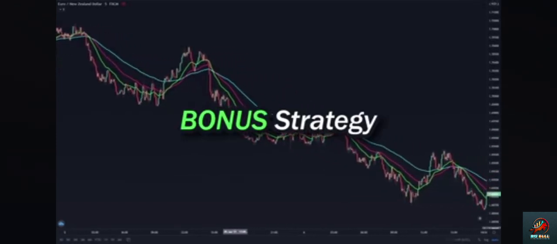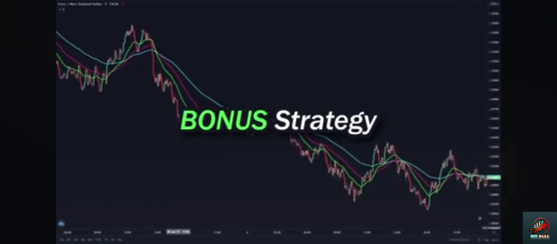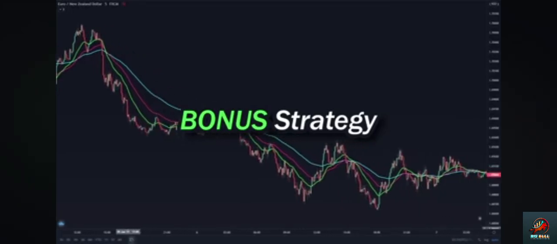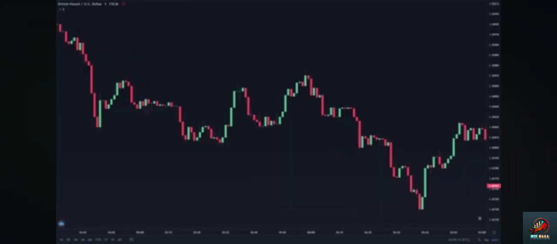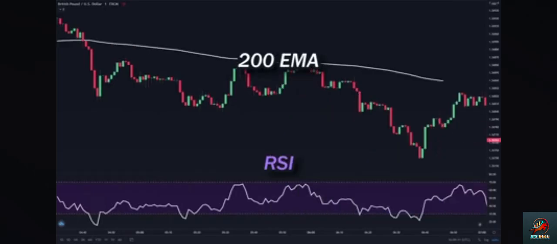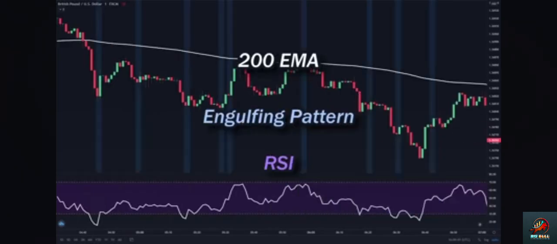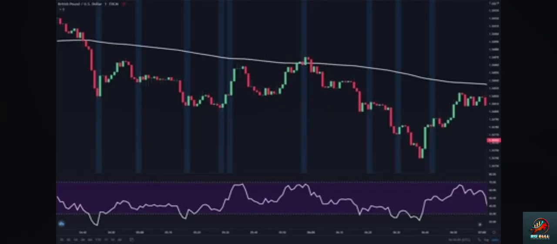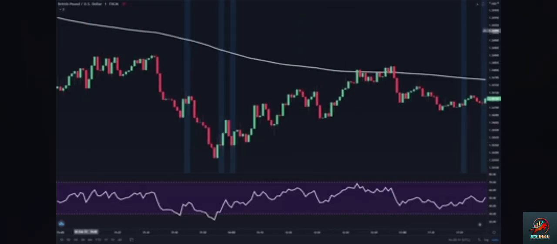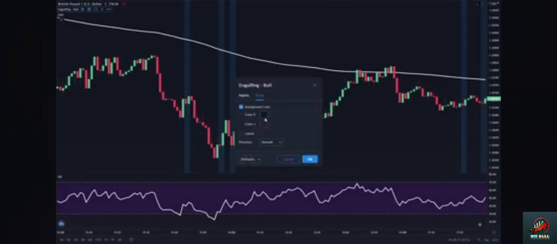Now, as a bonus, I'm going to reveal to you another highly profitable scalping strategy. So for this next strategy, I'm using a combination of the RSI, the 200 EMA, and the engulfing pattern. So this is how the strategy works. First, you need to change the settings for the engulfing pattern to no detection.